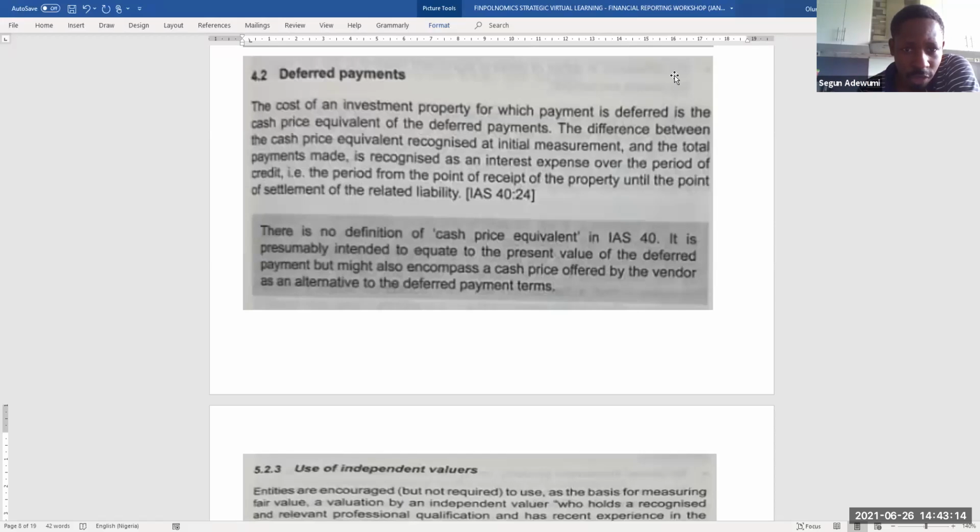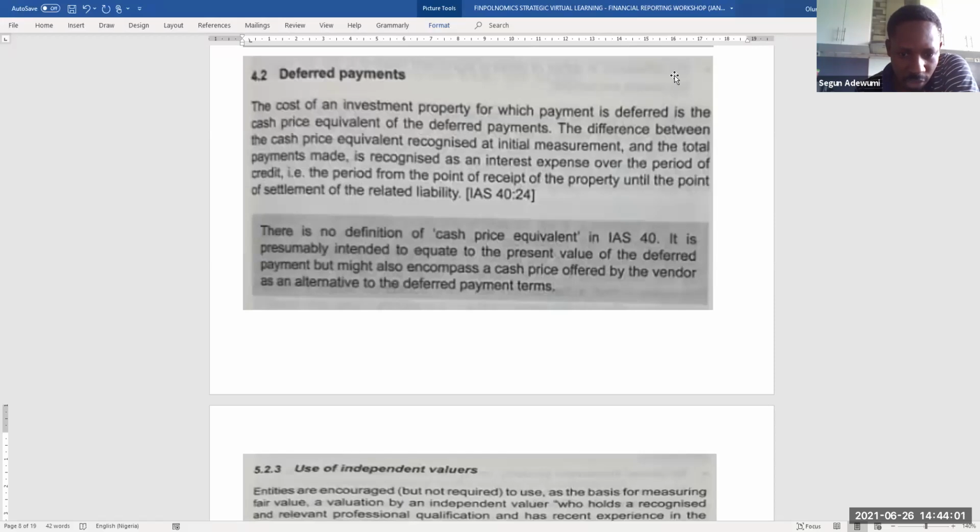Deferred payments. The cost of an investment property for which payment is deferred is the cash price equivalent of the deferred payments. The difference between the cash price equivalent recognized at initial measurement and the total payments made is recognized as an interest expense over the period of credit. That is the period from the point of receipt of the property until the point of settlement of the related liability. There is no definition of cash price equivalent in IAS 40. It is presumably intended to equate to the present value of the deferred payments, but might also encompass a cash price offered by the vendor as an alternative to the deferred payment terms.